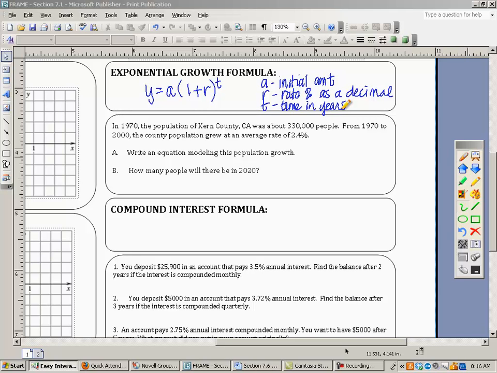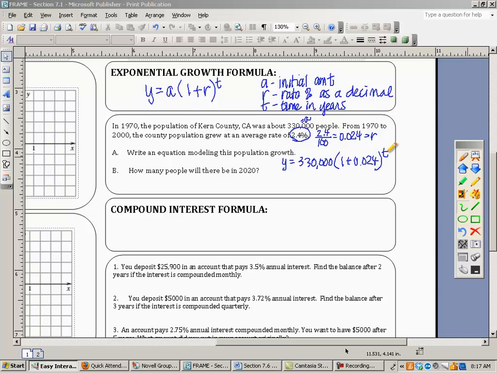In 1970, the population of Kern County, California was about 330,000 people. From 1970 to 2000, the population grew at an average rate of 2.4%. We need to change that into a decimal. So if you divide 2.4 by 100 for 100%, you get 0.024. This now is going to be our R value. This 330,000 is our A value, and they want an equation. Y equals 330,000 times 1 plus 0.024 to the T.